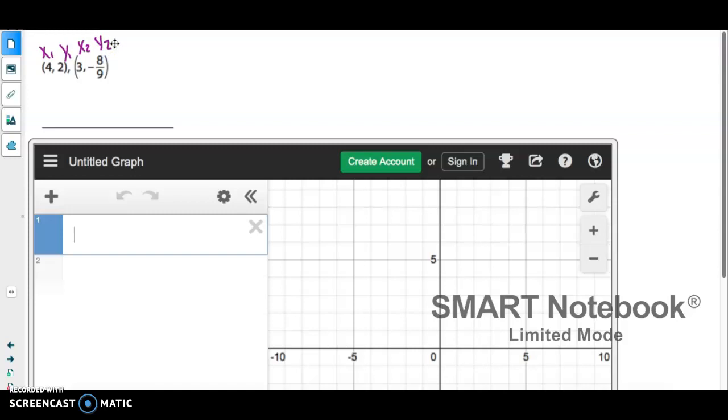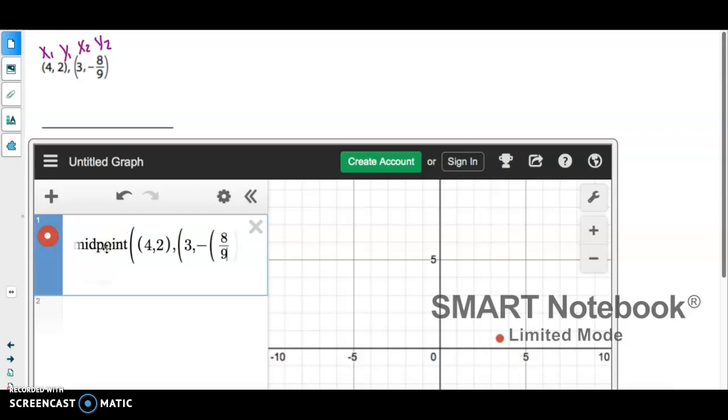So when I go to type this in, I'm going to type the word midpoint down here, parenthesis, and then I start putting in my ordered pair. So I put another parenthesis, 4, comma, 2, parenthesis, comma, 3, comma, negative, and you're going to have to put your fraction in here, -8/9. Remember, you can just use your slash button there, almost like a divide button, to put your fraction in. It should take you without that extra parenthesis there. Let's see. There we go.